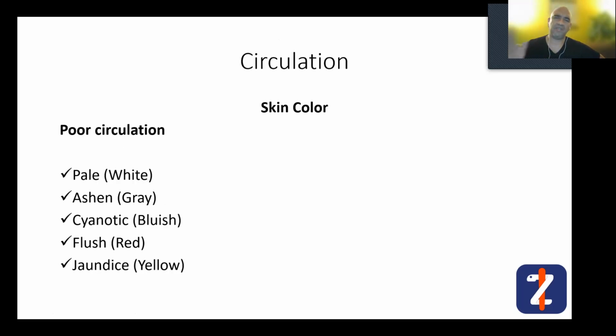Now let's go to the CTM. C stands for color, and this is the color of the patient. We're not just saying, oh, the patient is gray, the patient is blue, the patient looks yellow, or he's red. No, we're going to use the medical terms. If the patient is white, they're pale. If they're gray, they're ashen. If they're blue, they're cyanotic. If they're red, they're flushed. And if they're yellow, they are jaundiced. So these are pretty much the colors that we can be presented with in patients.